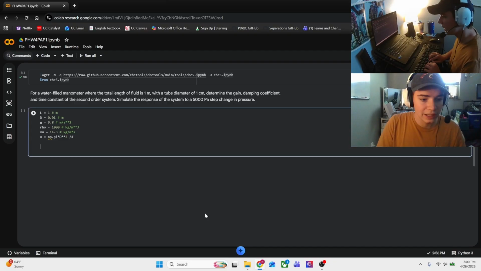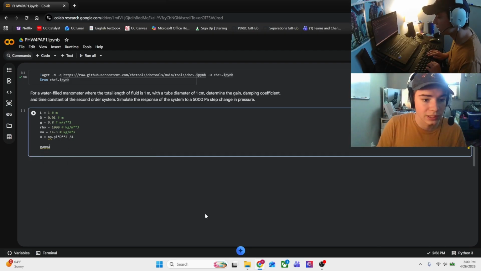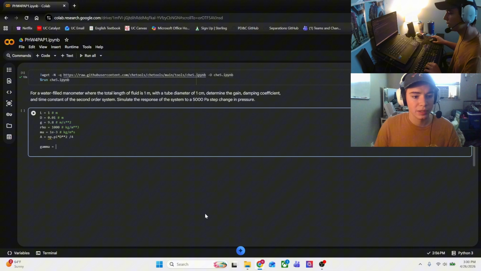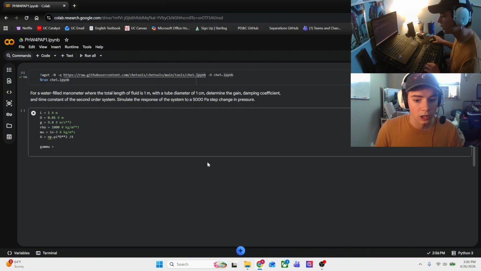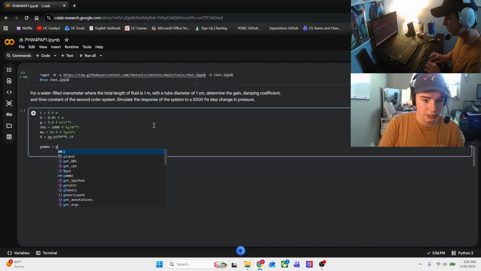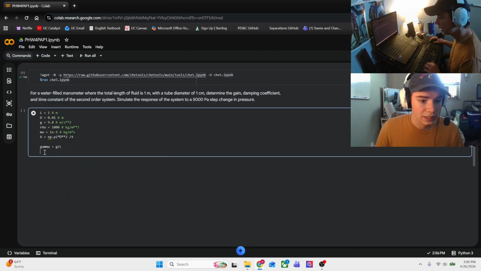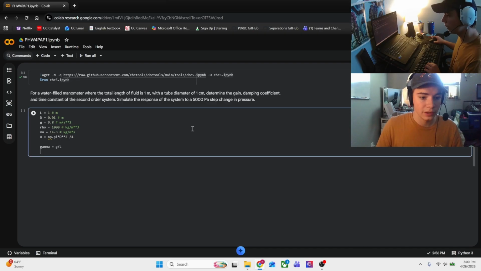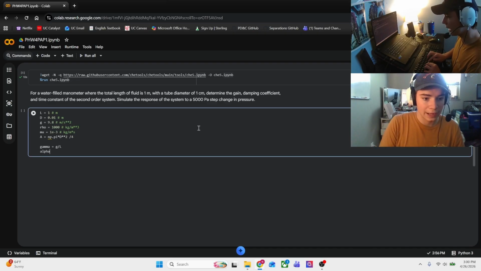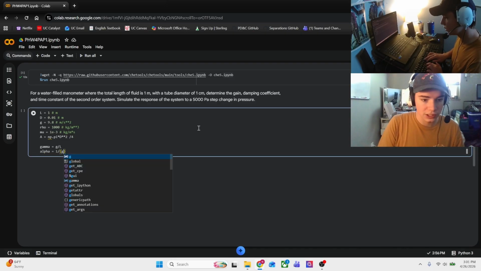So now we can go ahead and start out with our gamma. So our gamma is going to be, if I remember from up on the board, our gravity divided by our length value. And then moving on from there, we've also got our alpha on the other side of our equation, which I believe is 1 divided by our g times our rho.